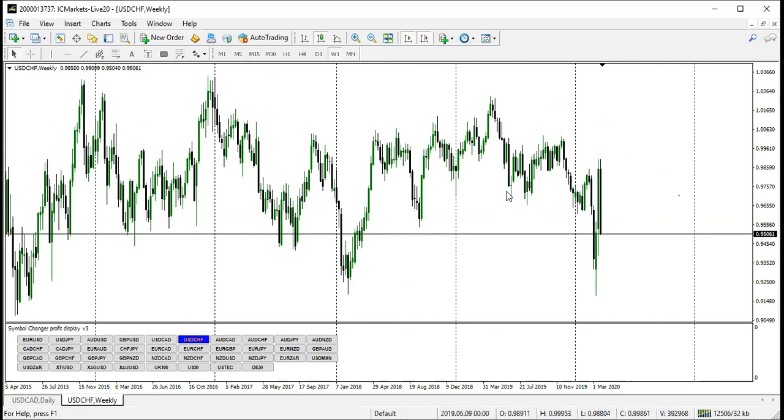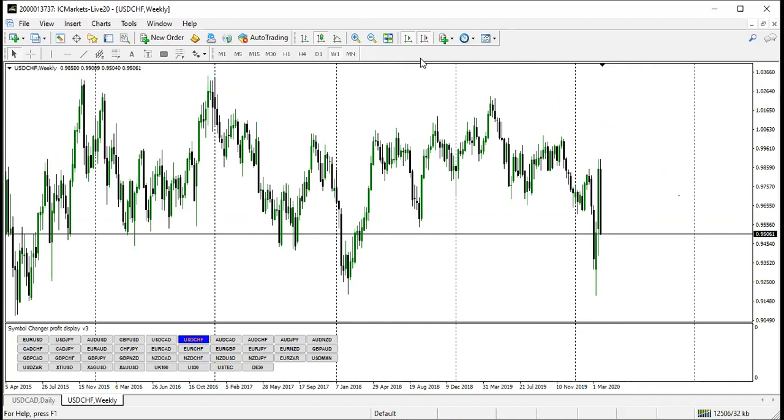Then this pair did what? It actually created a lower high, right? A lower high, a lower low, then a lower high, a lower low, then actually broke market structure. And before this happened, these particular candles took out liquidity, and then broke market structure.